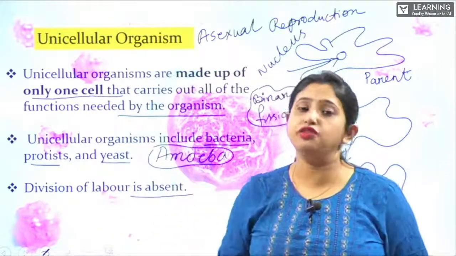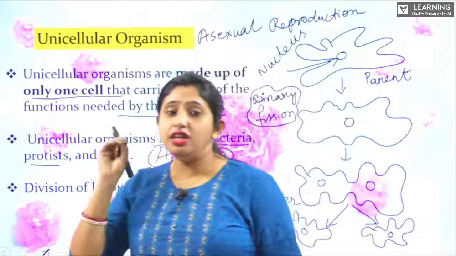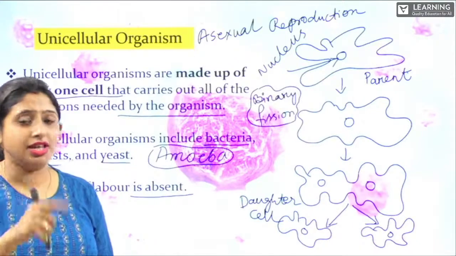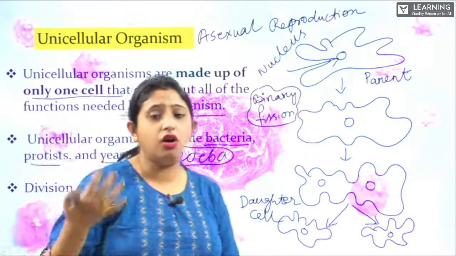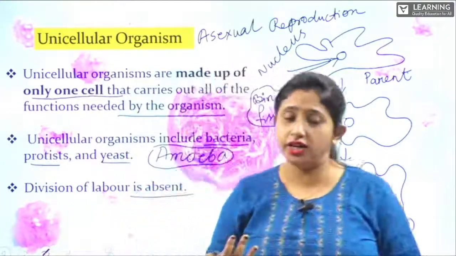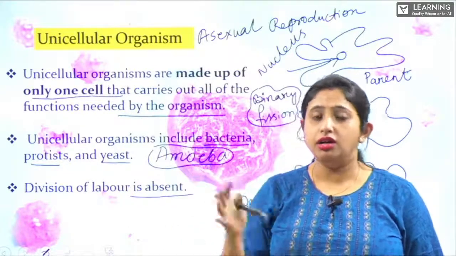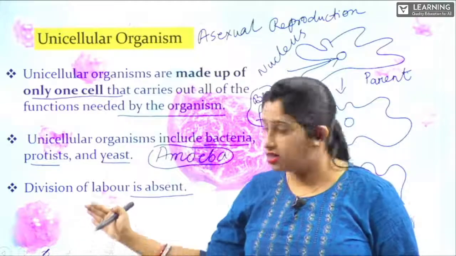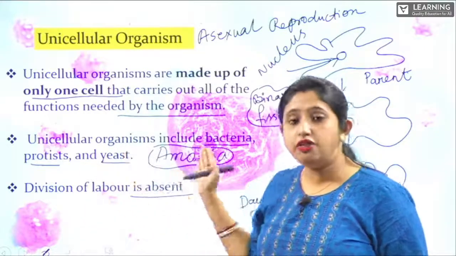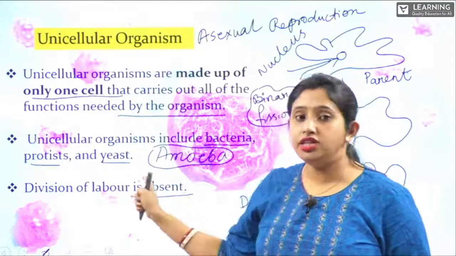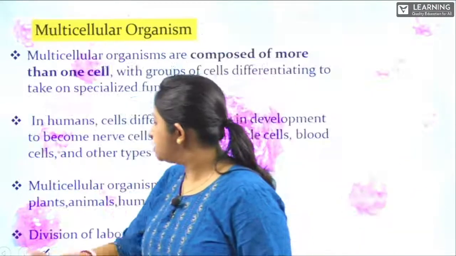What do you mean by this division of labor? Means in their body they have only one cell, right? So the single cell is responsible for performing all the activities in the body, right? So there is no division of work in the unicellular organisms. Is that clear? So division of labor is absent in case of the unicellular organisms.